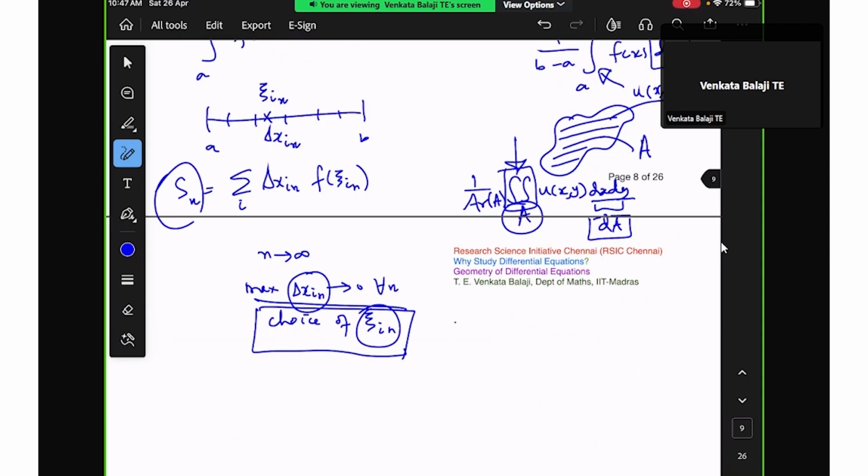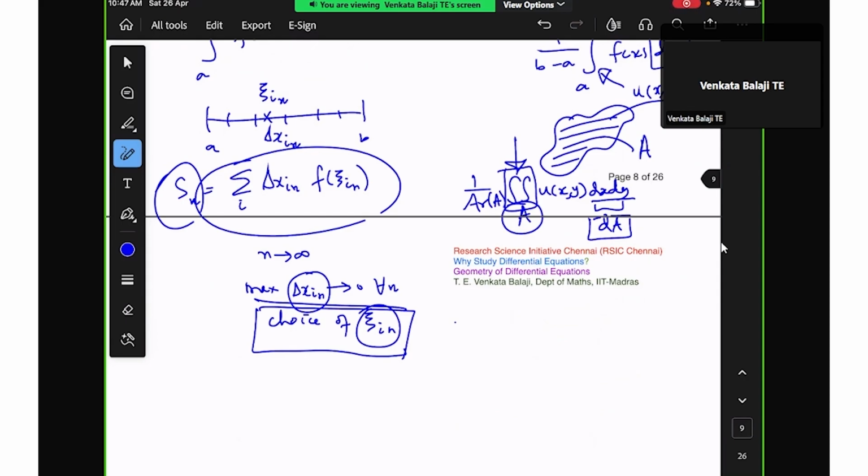Look at the power of the definition. You choose any sequence of partitions, only make sure that the sizes of all the pieces are going to 0, and in each subinterval choose any point, and you take this sum and take the limit as n tends to infinity. All these doubly infinitely many ways of limits.